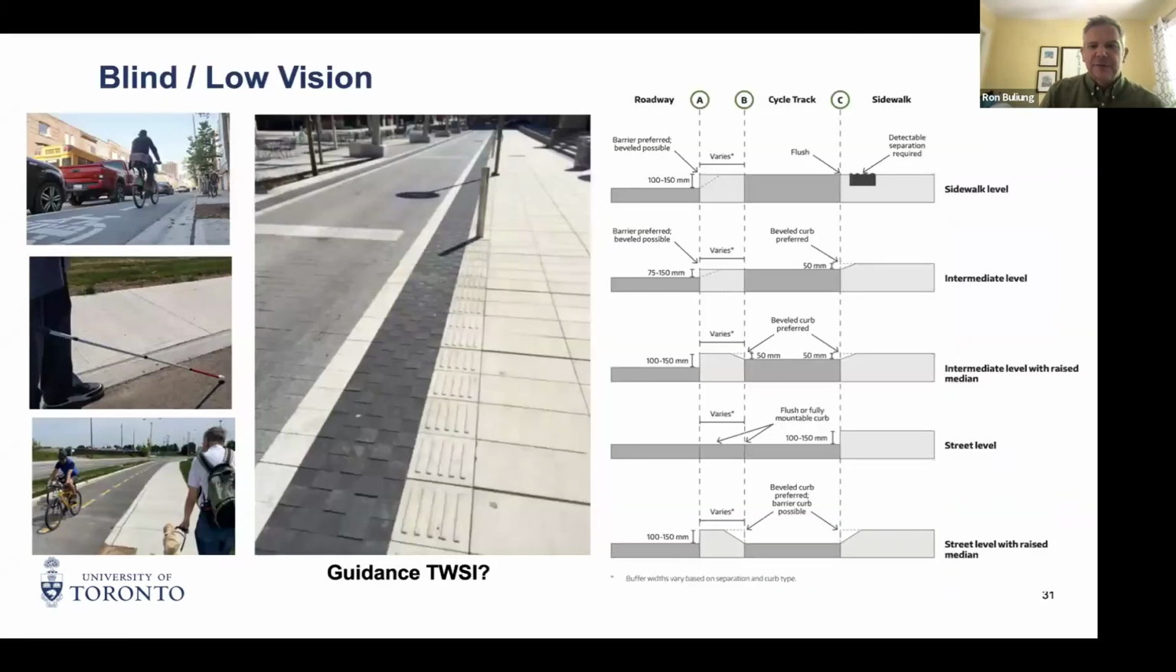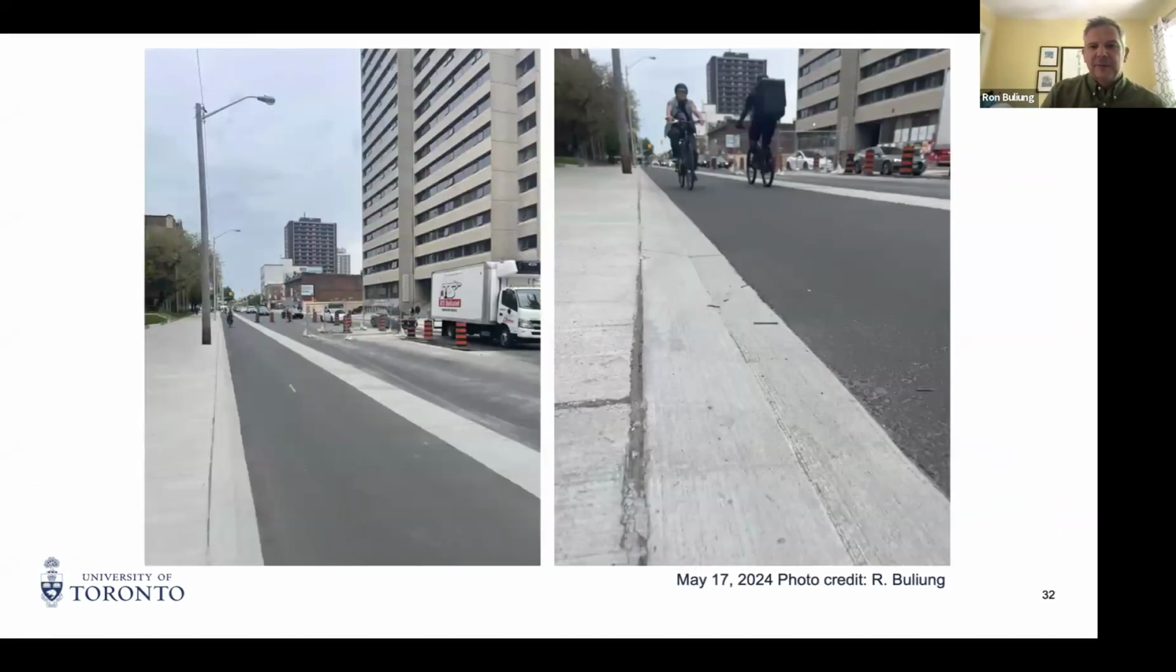So the city of Toronto has moved away from pavers to the beveled curb option, which you see here. This is a photo I took when I was doing my field work, which is cane detectable, right?